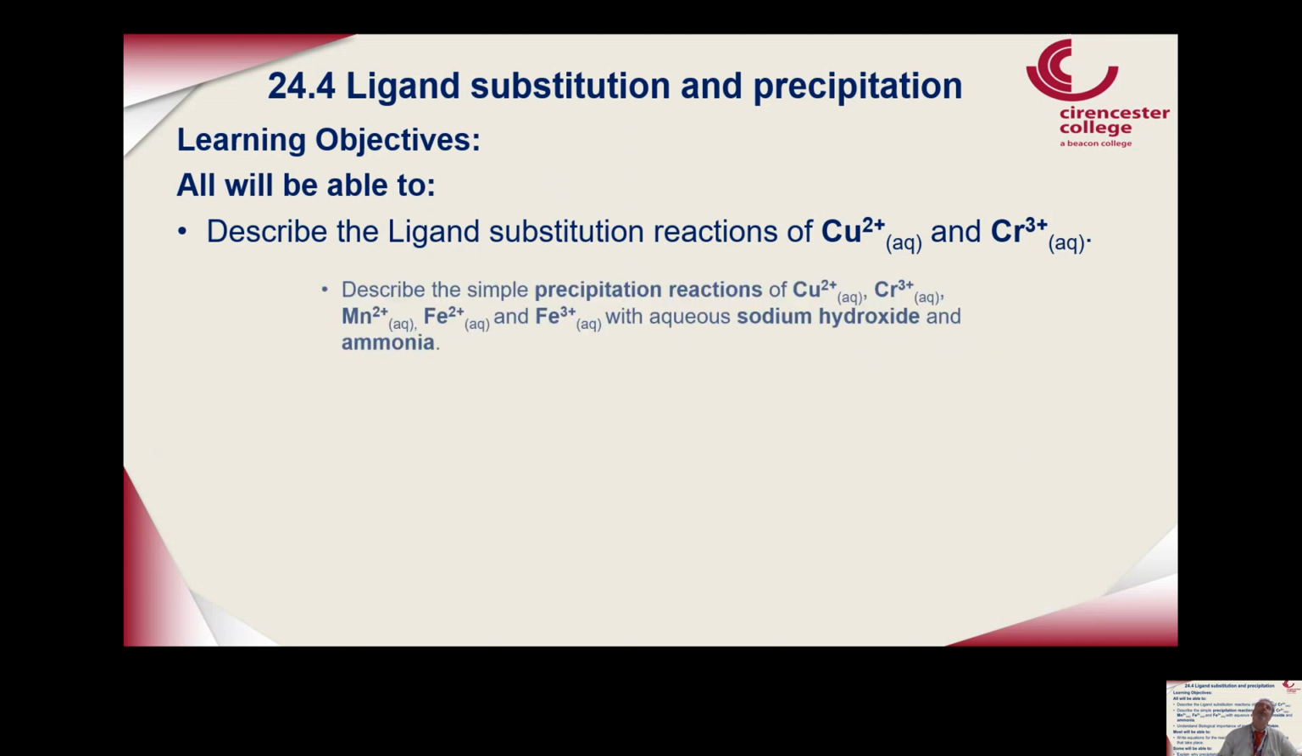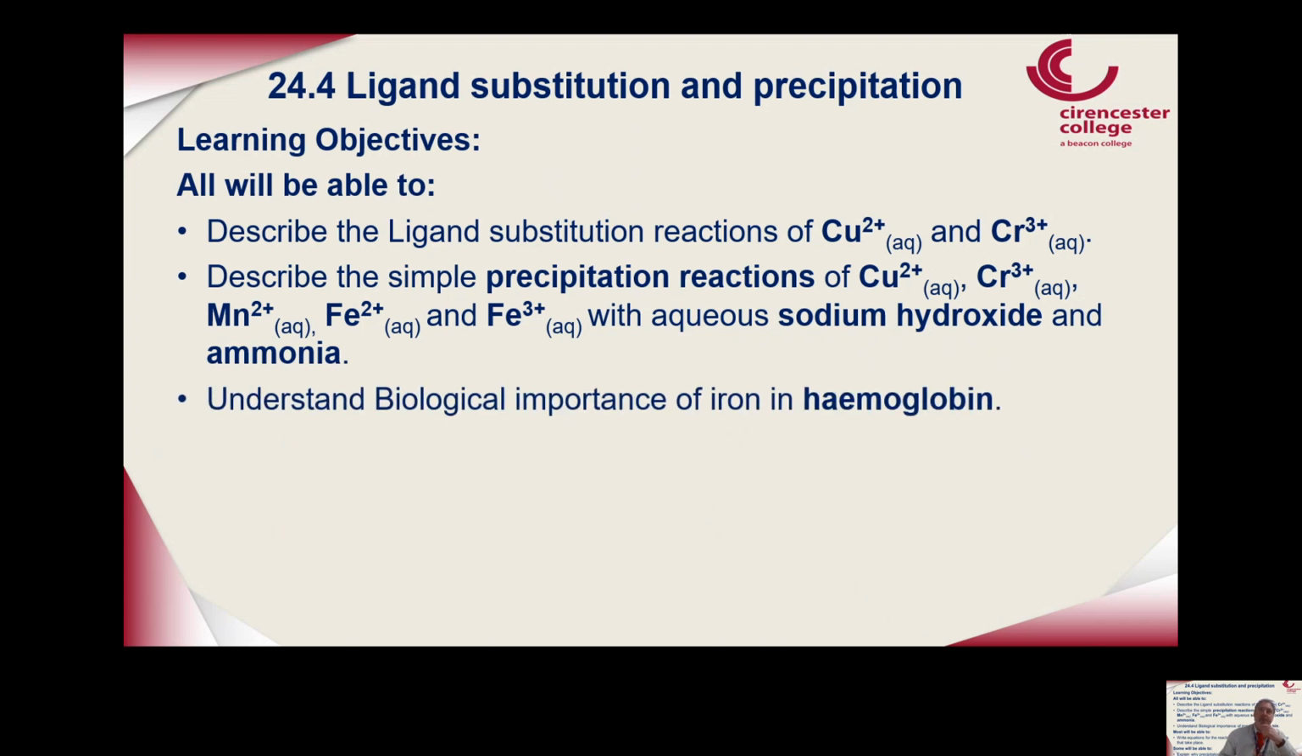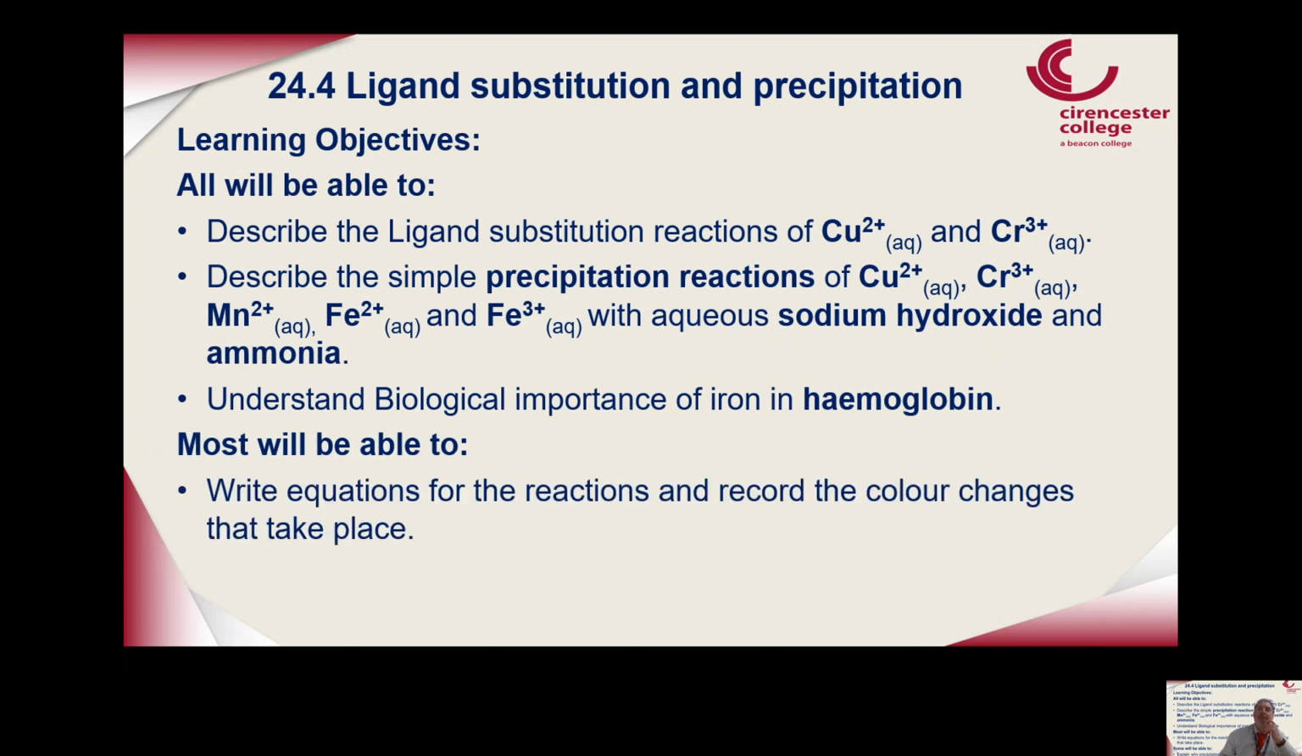We'll move on to looking at what we're going to be doing in this session. So describe simple precipitation reactions. Now, these are the ones that you need to know: copper 2+, chromium 3+, manganese 2+, iron 2+, iron 3+, with hydroxide and ammonia. And what's happening with ligand substitution in copper 2+ and 3+. Obviously, we've talked about hemoglobin in the last session. You need to be writing equations for the reactions and recording color changes that take place.